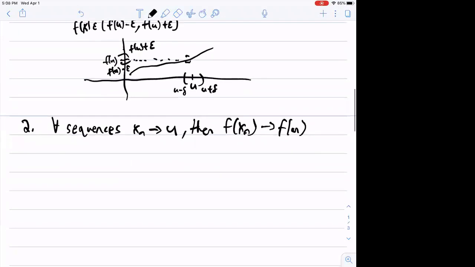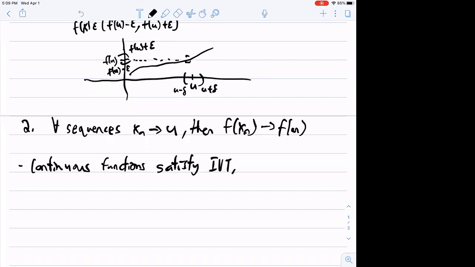Okay, you might ask, why are we studying continuous functions? The point is they are nice. Continuous functions have many good properties. We're sort of getting to your homework problems right now, but they satisfy things like the IVT and the extreme value theorem.